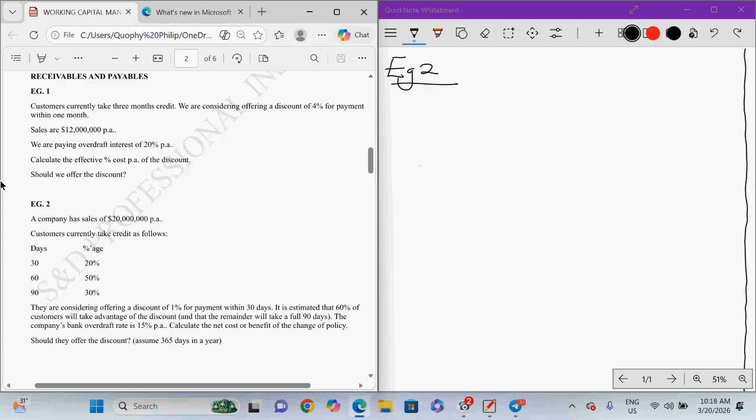This is somewhat similar to what we did in example 1, in the previous video. Basically, you have to determine the cost of giving the discount to the customers, and also the benefit of giving the discount. Comparing the cost and benefits, you would be able to tell if it is a net cost or net benefit, and make a decision. If it is a net cost, they shouldn't offer the discount. But if it's a net benefit, they should offer the discount.